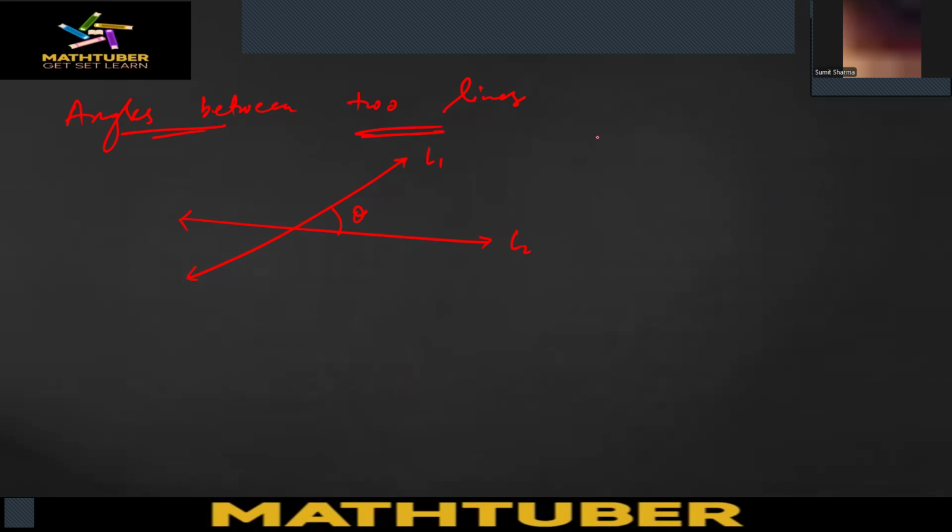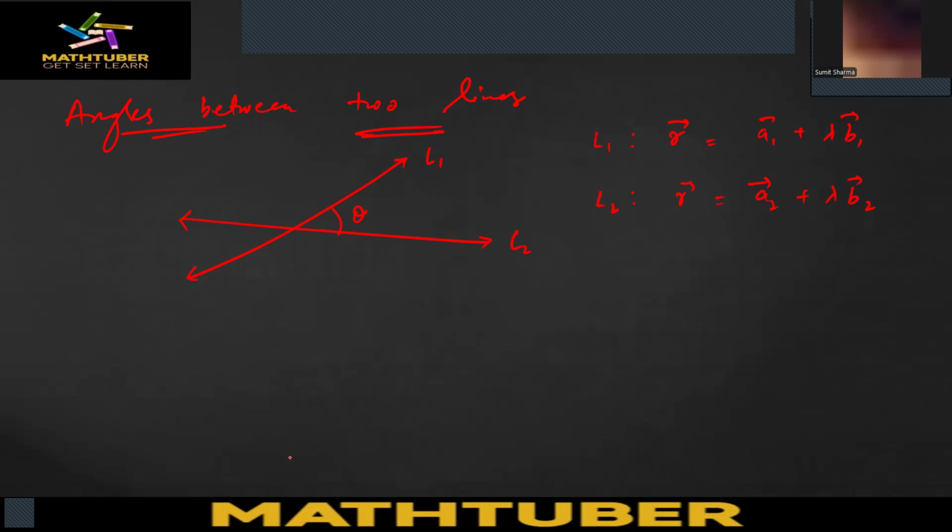So either the equations of L1 and L2 will be given to you in Cartesian form or vector form. Let us take both the examples. So if we are given r vector equal to a1 vector plus lambda b1 vector, and r vector equal to a2 vector plus lambda b2 vector, these are the vector forms.